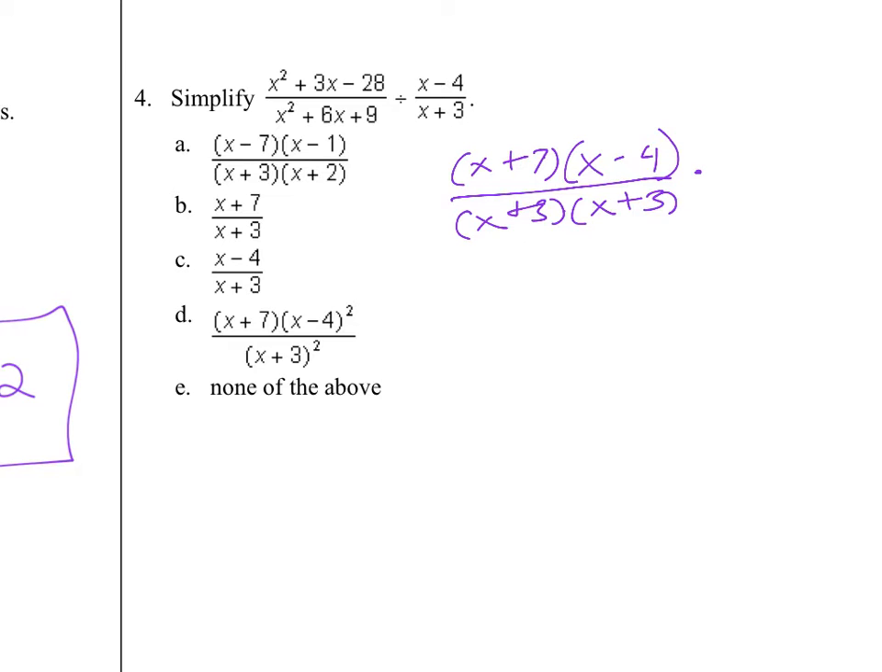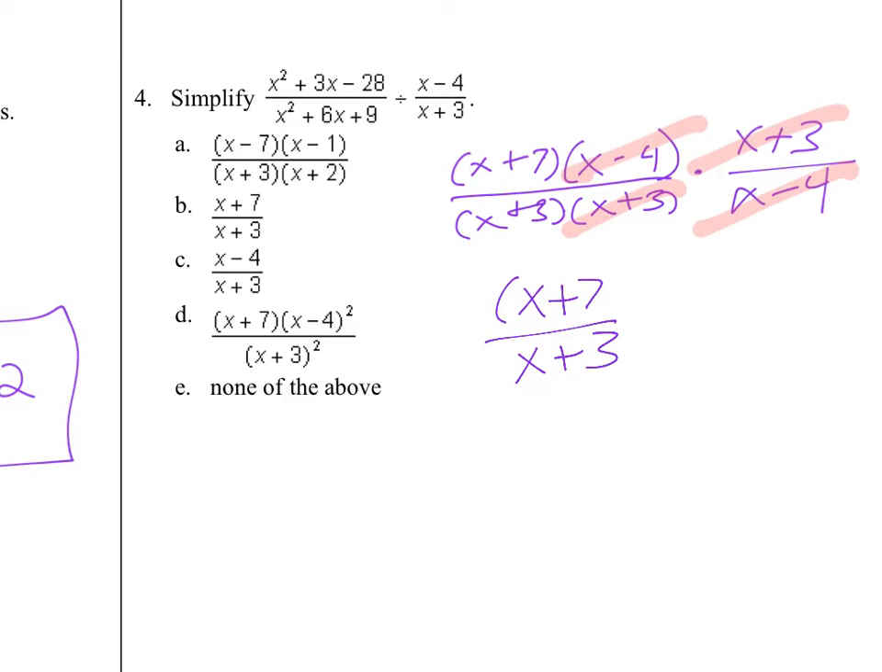Now I'm going to flip this because it's a divide, so I have to flip and multiply. Now I can start to cancel factors. I have an x plus 3 and an x plus 3, and an x minus 4 and an x minus 4. So my final answer is x plus 7 over x plus 3. I don't need parentheses on this. That's going to be B.